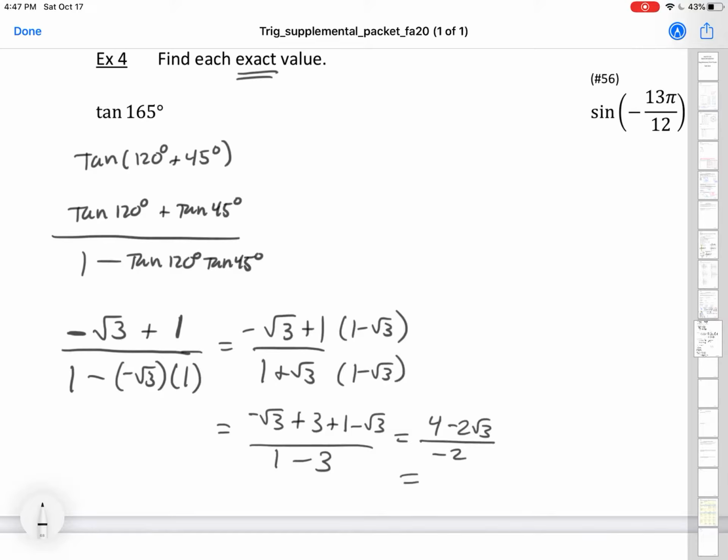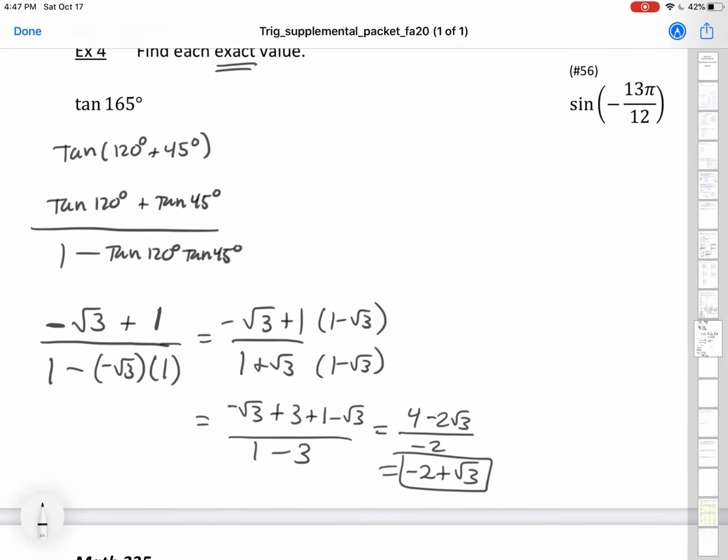And so they're going to say the final answer is negative 2 plus root 3. Right? They're going to take both of those and divide by negative 2 independently and get a really nice answer out of that. Again, if you were to plug tangent of 165 degrees into your calculator, you'll get the decimal representation of this perfect exact number, negative 2 plus root 3.